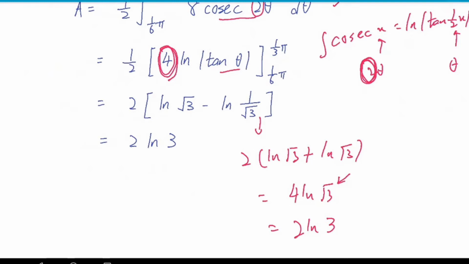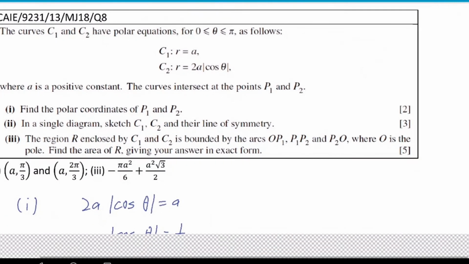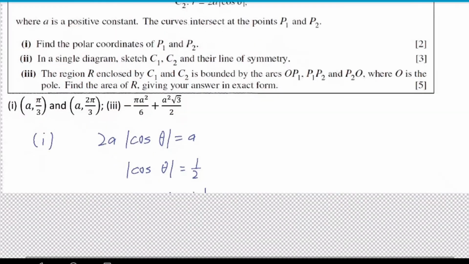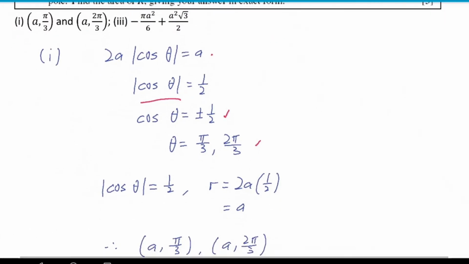We can look at the next one also. This is a curve that has a modulus of a cos θ, and they need us to sketch it from 0 to π. The curve has some intersections, and we need to find the polar coordinates of those intersections. To find the intersection, equate the two r's and solve. So we're dealing with the modulus of cos θ equals a half, which means cos θ is plus or minus half, so θ is π/3 and 2π/3.